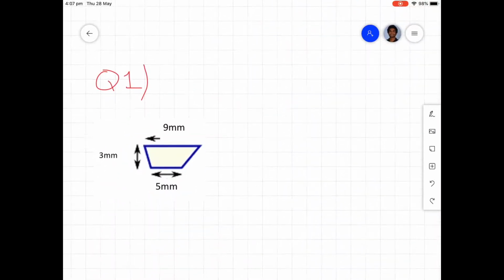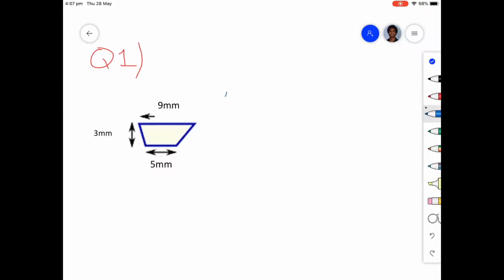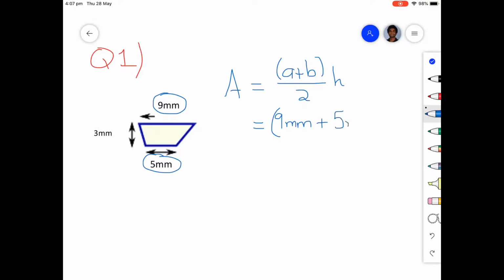But let's look at some area questions. So question 1, we need to calculate the area of this shape. So we use our formula (a plus b) over 2 times by h. And looking at our shape here, remember a refers to the top value, so a in this question will be 9 millimeters. Plus b, which is the bottom value, and in this question we have 5 millimeters. So in brackets we have 9 millimeters plus 5 millimeters. We divide all of that by 2, and we multiply by our height, which in this question is 3 millimeters.